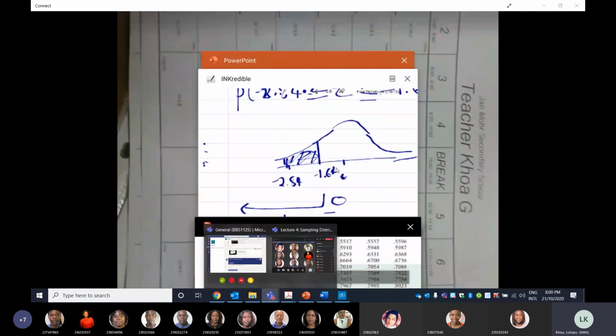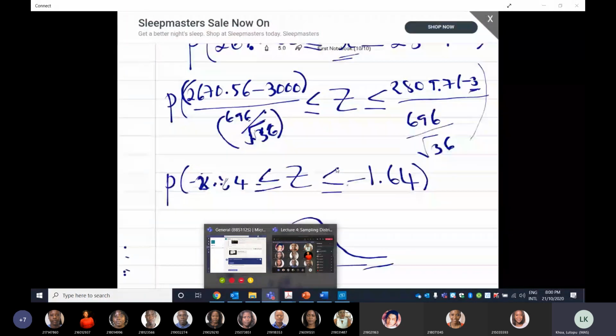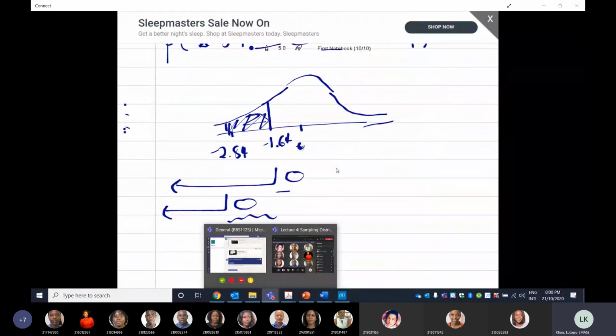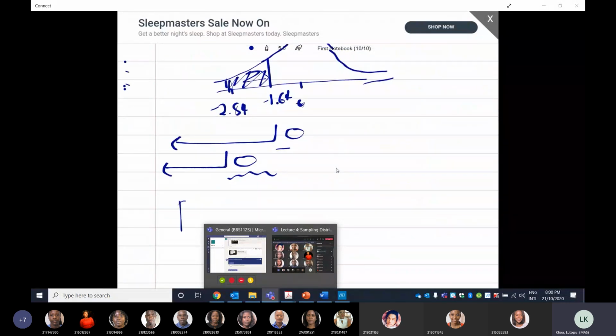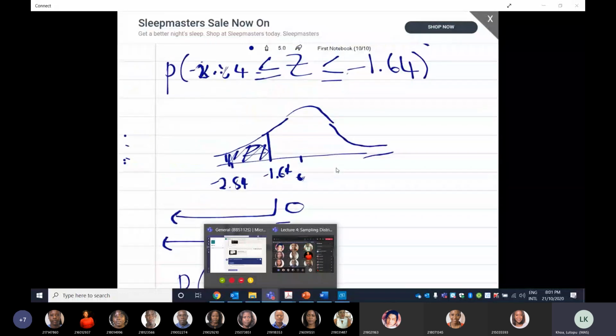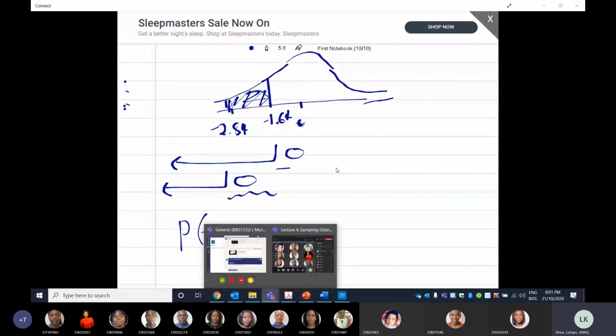Okay, let me write that down. So this area here, the probability that Z is between negative 2.84 and negative 1.64, we say this is 0.9494, and then we are going to subtract the smaller area.